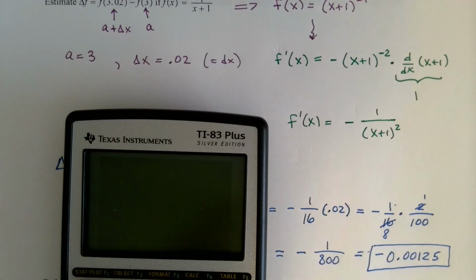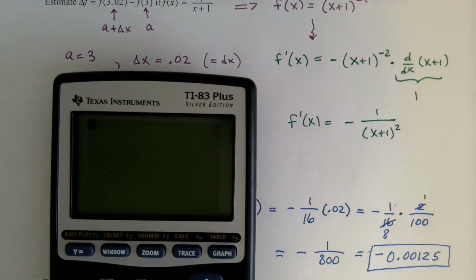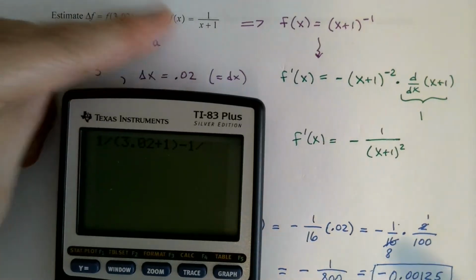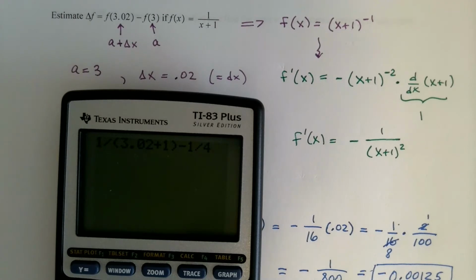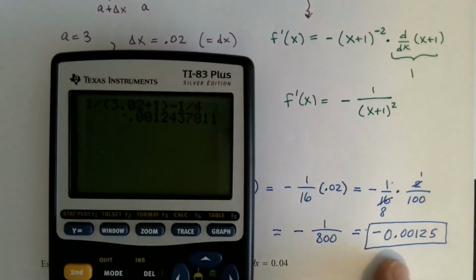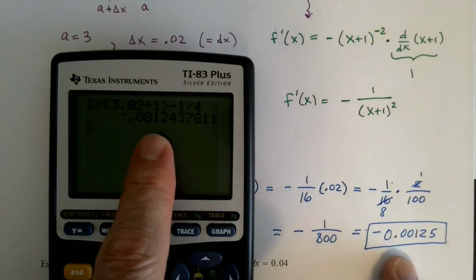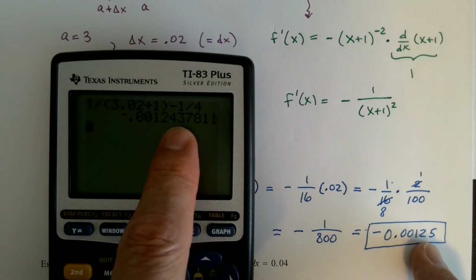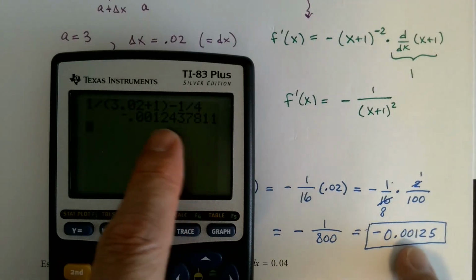It doesn't ask to find the error here, but if I wanted to look at the actual f of 3.02, and the function f of x is 1 divided by x plus 1, then 1 divided by 3.02 plus 1, right, minus 1 divided by f of 3, would just be 1/4, or 0.25. Okay, so there's the actual. This is what I'm approximating with. So is it a pretty good approximation? Yeah, pretty good. It's accurate at least to the 4th decimal place, and almost into the 5th decimal place. So pretty good approximation.